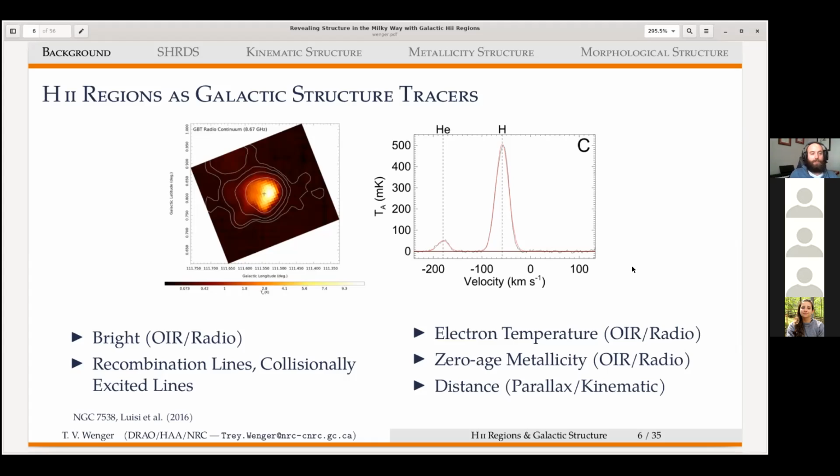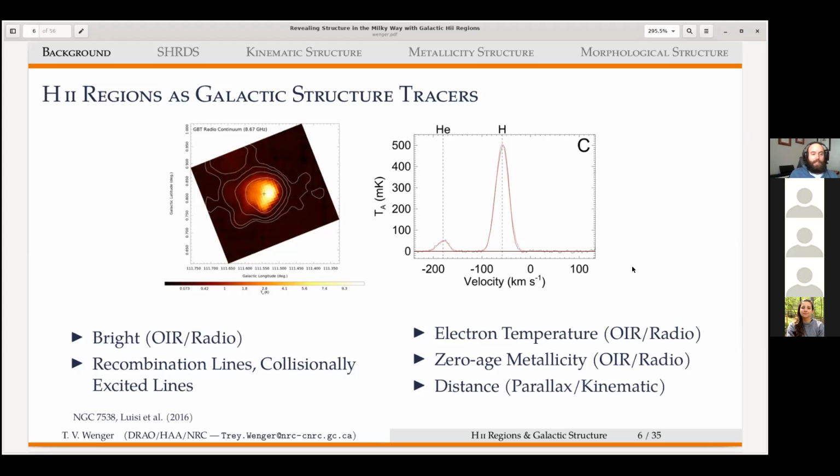On the top right here is a spectrum. This is a GBT radio recombination line spectrum at about 10 gigahertz. So whereas H alpha is the transition when an electron is recombining with a proton and the electron jumps from the third principal quantum state to the second principal quantum state, that's H alpha. Radio recombination lines are the same transition, but at much higher principal quantum states. So at about 10 gigahertz, we're looking at electrons that are jumping from about the 100th energy state to the 99th energy state. So much lower energy, longer wavelength transitions, but it's the same atoms recombining.